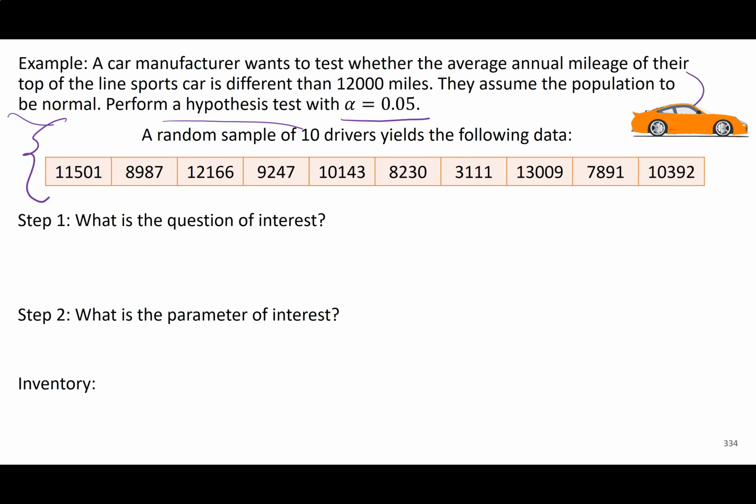And these two steps should look very, very similar to what we did with the confidence interval. However, the question of interest is going to be shaped differently with hypothesis tests. Hypothesis tests will have yes or no style questions. That will be the format of the questions. So specifically, is that average annual mileage different than 12,000 miles?